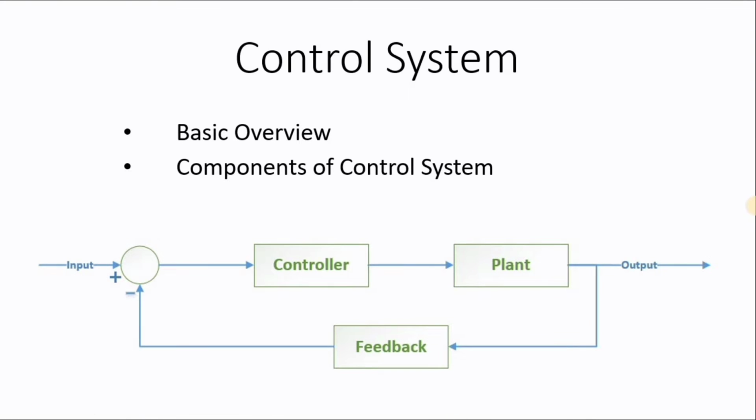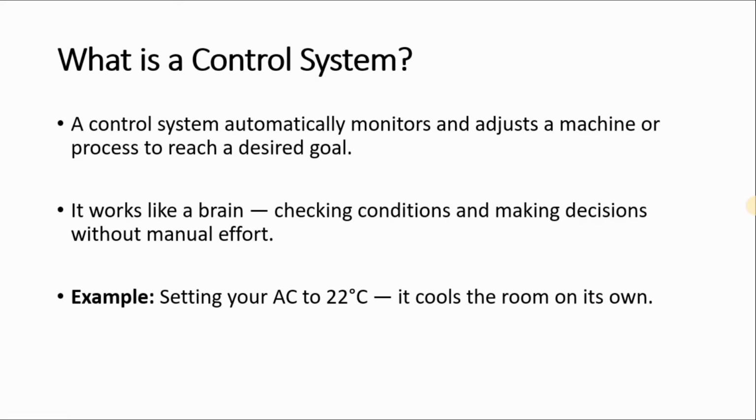Today I will be explaining the control system, which is basically hidden inside almost every machine, from a washing machine at home to industrial robots in factories. That is called a control system. So let's begin. Alright, so what exactly is a control system?